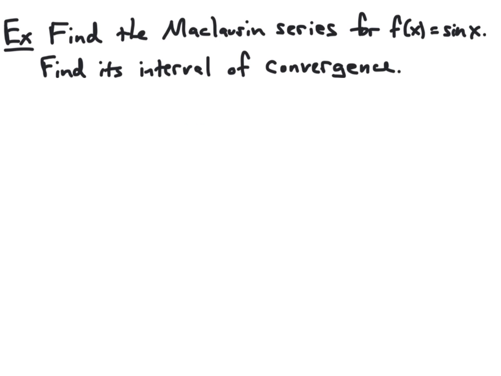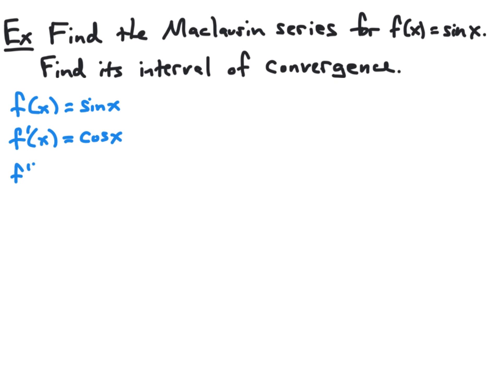Our first task is to find the Maclaurin series for the function sine of x, and then find its interval of convergence. To find the Maclaurin series, we'll start by writing down several derivatives of our function f of x equals sine of x. We know that the first derivative of sine will be the cosine function, so f prime will be cosine of x.